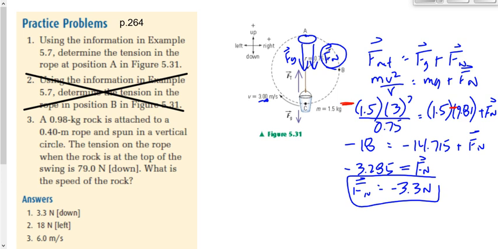Okay, how many people got negative 3.3 there? We got negative, right? They said down, I said negative. Potato, potato.